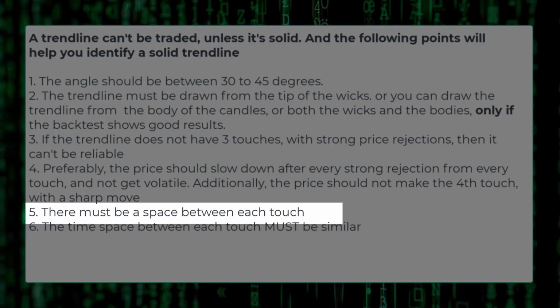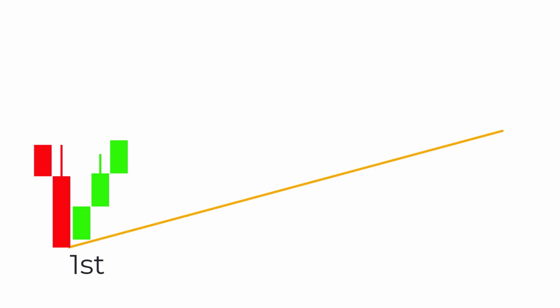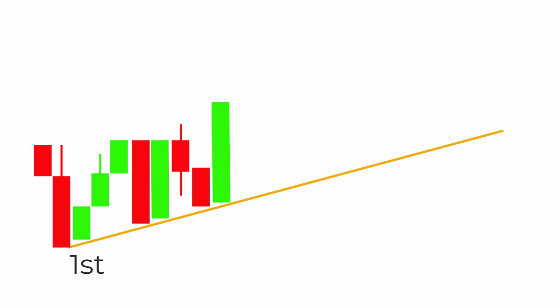Following up on the fourth point, there must be a space between every touch. So, here is another scenario. If the market touches the trend line for a second time, and after that, it bounces back up sharply, then it immediately tests the trend line again, shortly after, for the third time. And again, the price bounces back up sharply.